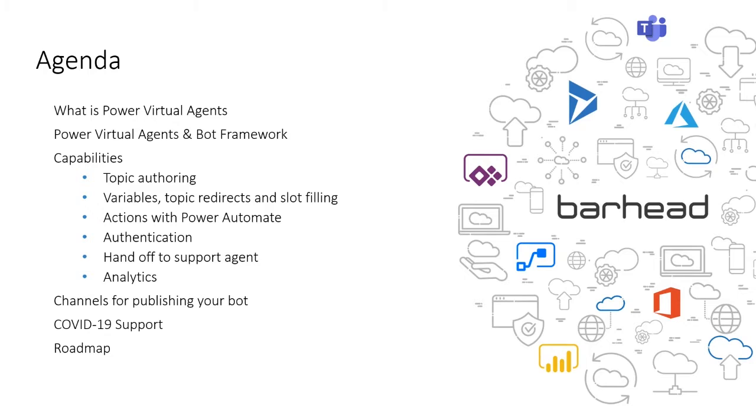I'm just going to take you through the capabilities for topic authoring, including bringing in your existing FAQ content. We're going to look at variables, topic redirects, and slot filling. Actions with Power Automate. So this is a really powerful part of what we can do with Power Virtual Agents, is enabling your bot to actually do things. So we're going to have a look at that.